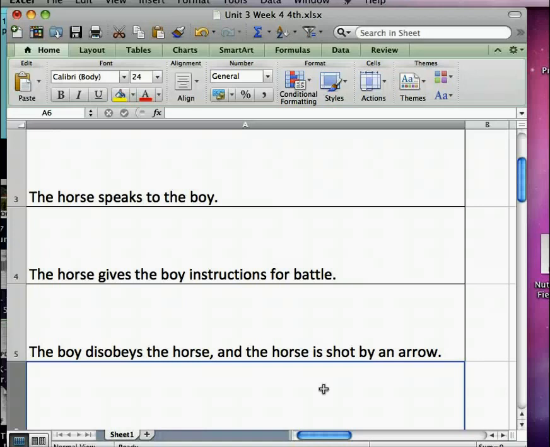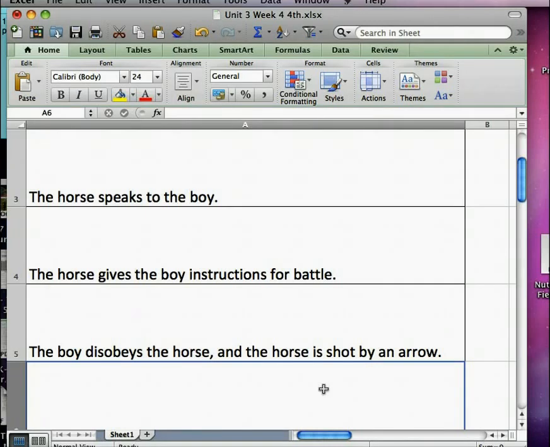But the boy cried. He was sad for the horse and angry with himself that he had not done what the mysterious horse had told him to do. He untied the lariat, pulled out the arrow, and carefully wiped away the blood.